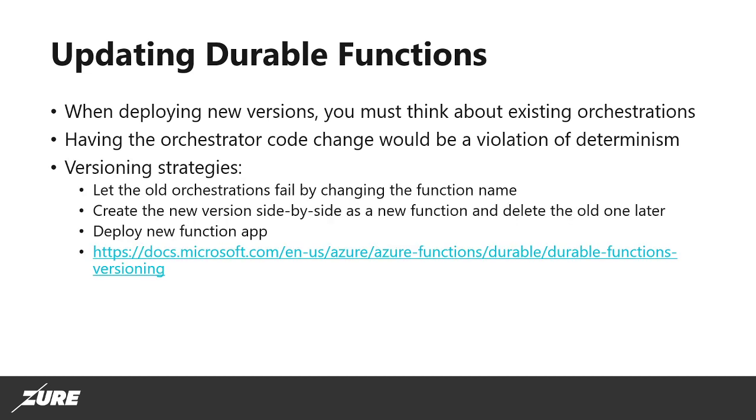So what can you do? Well, you can change the orchestrator function name and just have those old orchestrations never complete. Or you could create a new version of the orchestrator side by side as a new function with a new name and just delete the old one later once you know that the old version is no longer being used. Or you could deploy a new function app entirely. That's a bit extreme, if you ask me, but, well, that is also an option. You can also check the docs for more information on this topic.